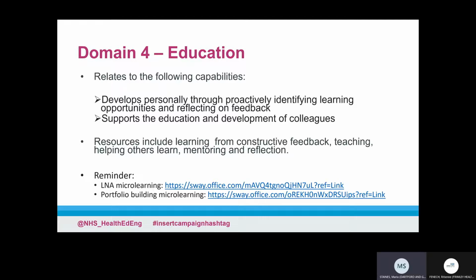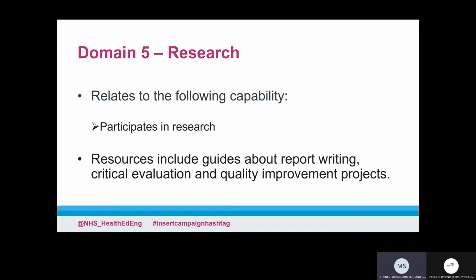Domain 4 relates to the following capabilities: develops personally through proactively identifying learning opportunities and reflecting on feedback, and supports the education and development of colleagues. Resources for this include learning from constructive feedback, teaching, helping others learn, the learning needs analysis, microlearning as we discussed earlier, and mentoring and reflection. Domain 5 relates to participating in research. Resources include guides about report writing, critical evaluation and quality improvement projects.